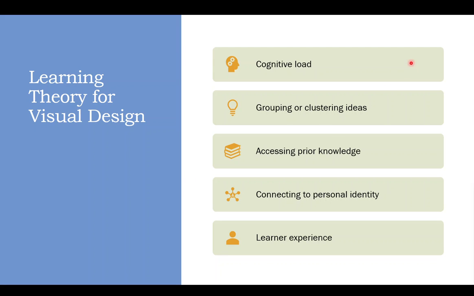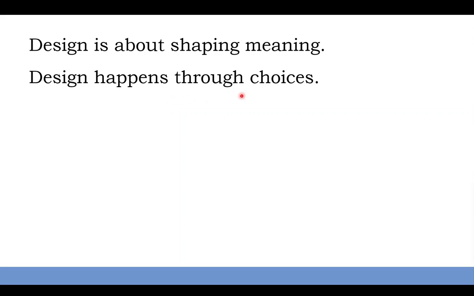So cognitive load was the one we went into more detail because we talked about how if we have irrelevant information or details on something, it makes it harder to learn. We talked about grouping and clustering ideas, accessing prior knowledge, connecting to personal identity, and then creating a positive learning experience. And this is important because remember, design happens through choices. We need to make choices according to those learning theories.